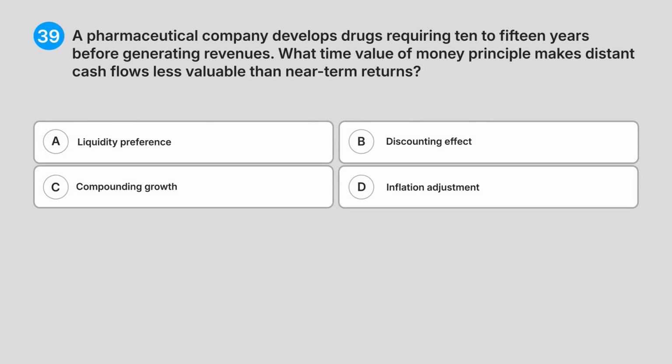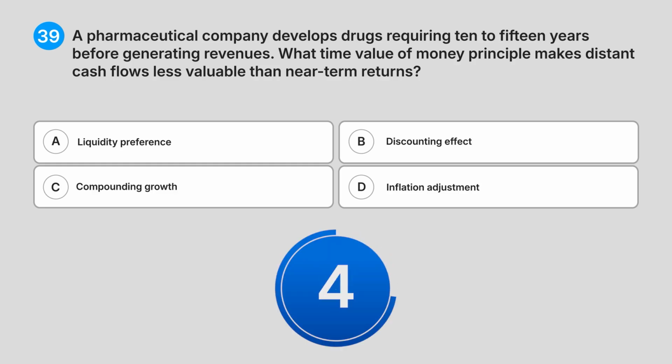39. A pharmaceutical company develops drugs requiring 10 to 15 years before generating revenues. What time value of money principle makes distant cash flows less valuable than near-term returns? A. Liquidity preference. B. Discounting effect. C. Compounding growth. D. Inflation adjustment. Can you guess the answer?